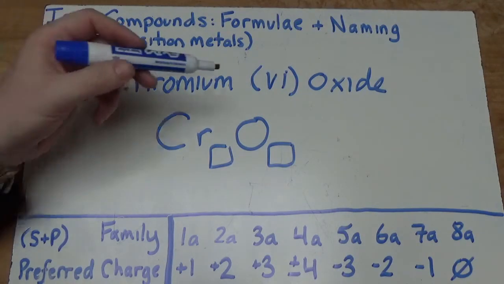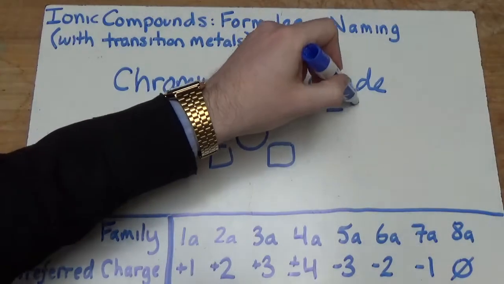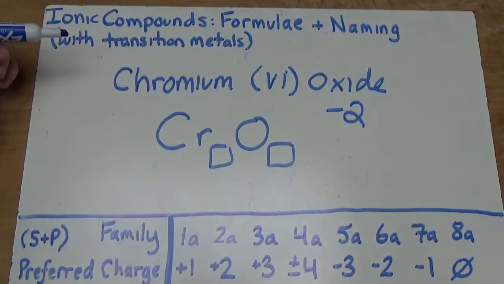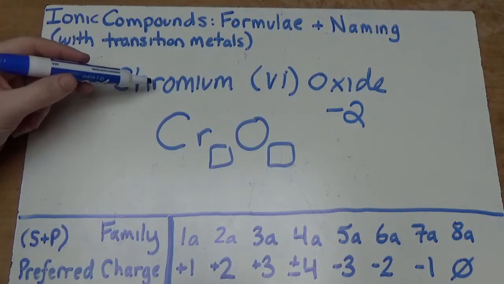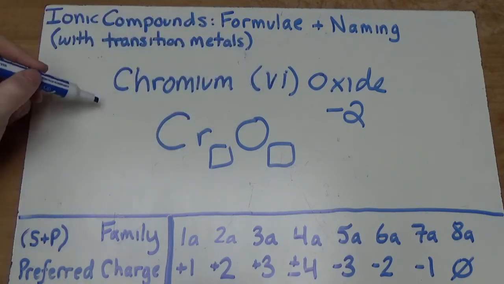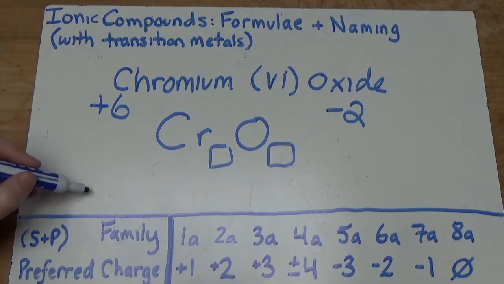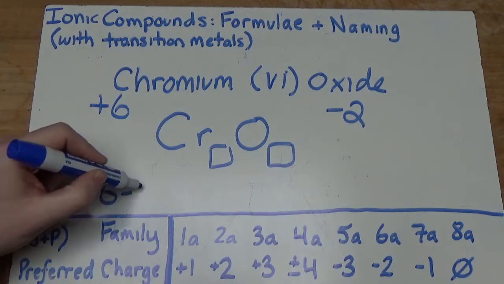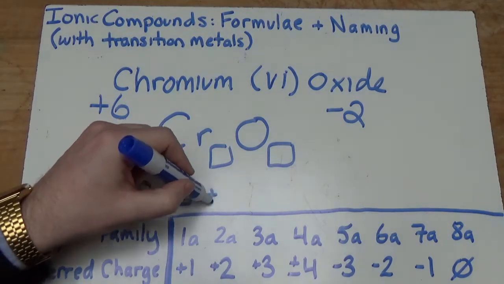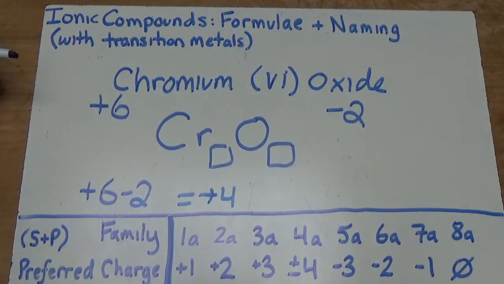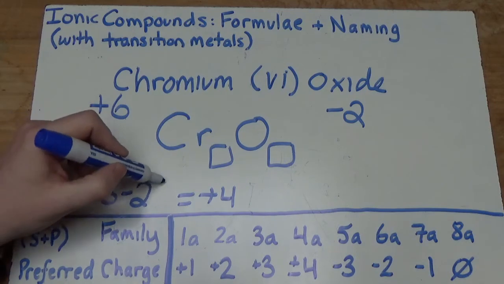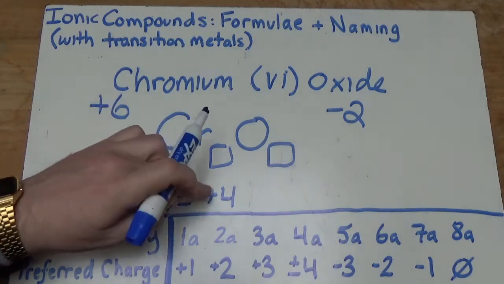Well, I know that oxide, oxygen, is always -2. And in this case, chromium, they've told me, is +6. So I have a problem. I have +6 minus 2 is equal to +4. I need all of these charges to add to 0 in an ionic compound. So what can I do? I can give myself 3 oxygens.